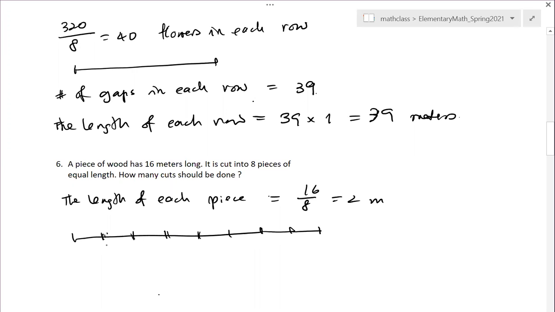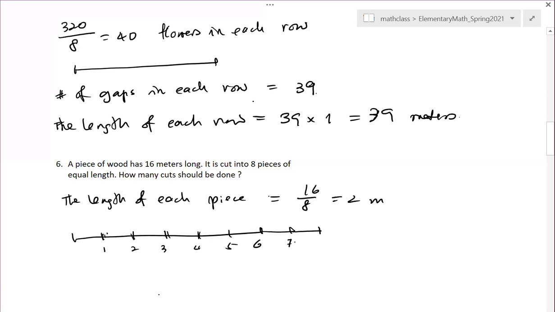If you cut, you just cut in the middle. At the end, you don't need to do any cutting. So that's why it's just 7. You don't need to figure out the length of each piece, that's just extra work. So 7 cuts. It's the opposite way. See this.